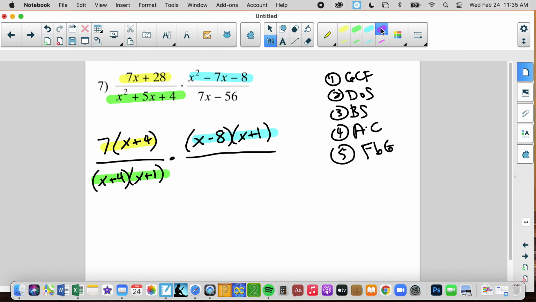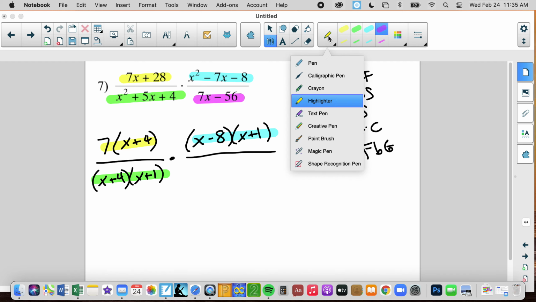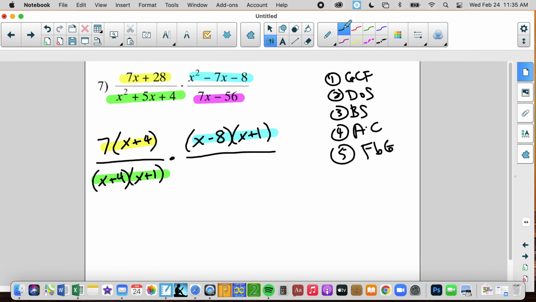And the last one that we'd like to do is the bottom left. We're going to factor that. That's got a greatest common factor, 7x minus 8.